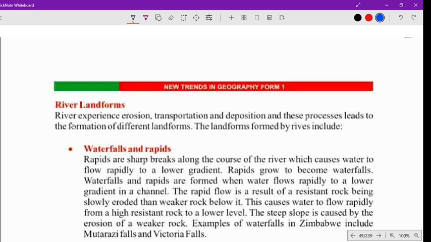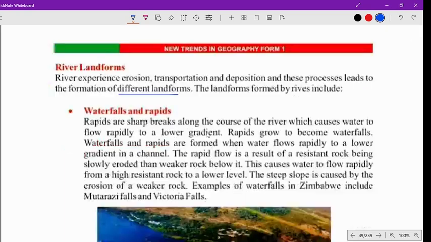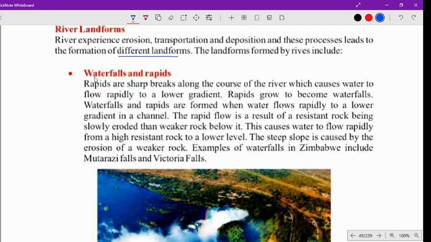River landforms. Rivers experience erosion, transport, and deposition, and these processes lead to the formation of different landforms along the river profile. The landforms formed by rivers include waterfalls and rapids. Rapids are sharp breaks along the course of the river, which cause water to flow rapidly to a lower gradient.